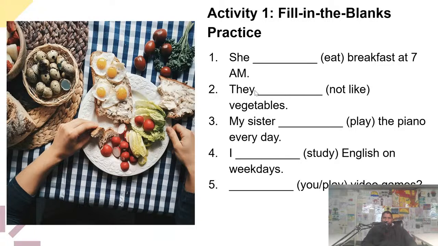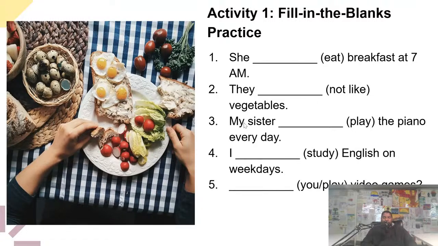Number 2, they blank vegetables. Now we have a negative form here, not like. Since we're talking about they, what do we have to do on this blank to show that they are not a big fan of vegetables? What word do we have to add in here, or words? That's a hint. Or words do we have to add on that blank line to talk about this group and vegetables and them not enjoying it?